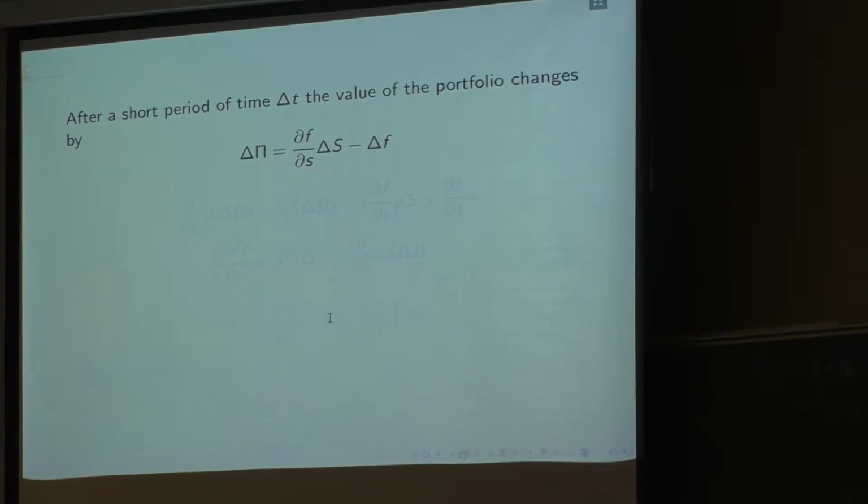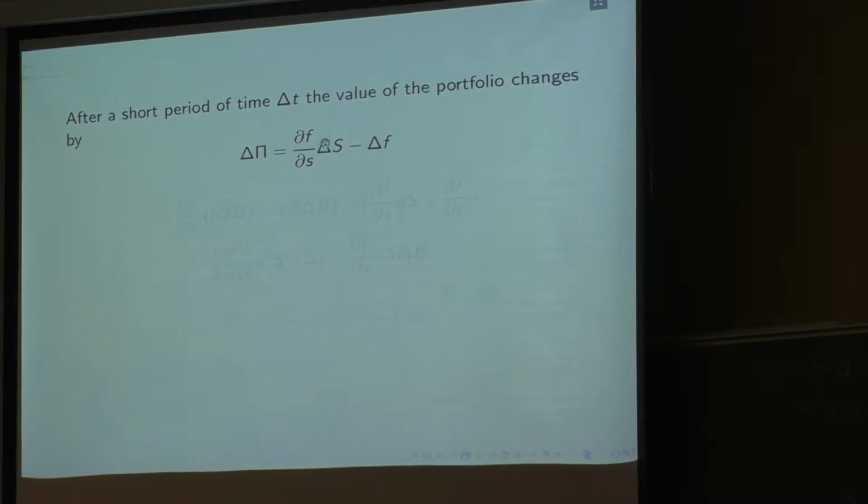Okay, so now let's ask ourselves, what happens to this portfolio we just constructed if we wait for a very short period of time, for delta t years? So the value of the portfolio is going to change. Why is it going to change? Because it has two components in it. It has shares and it has a derivative in it, minus one derivatives in it. So the prices of these things are going to change, which is then going to change the value of the portfolio.